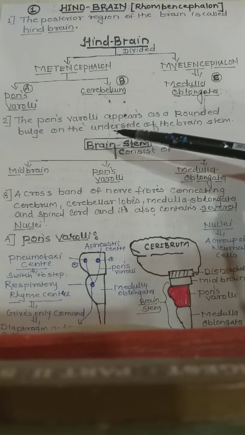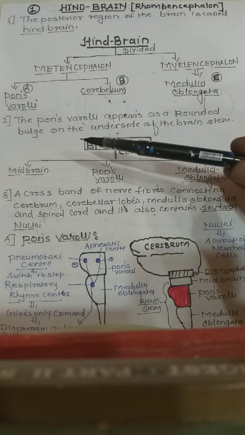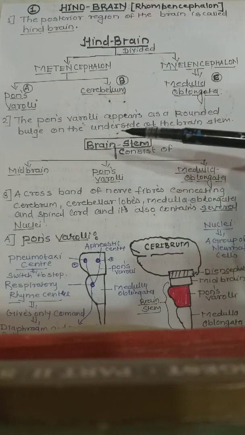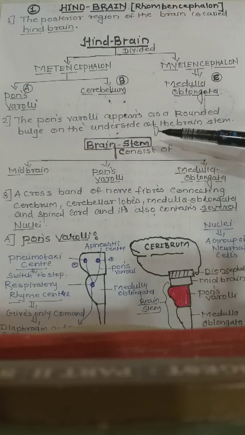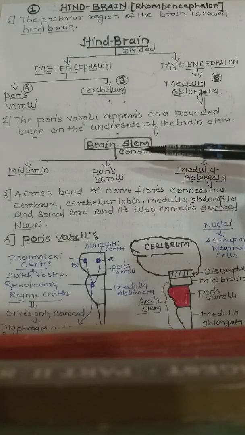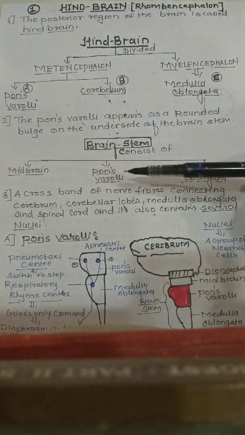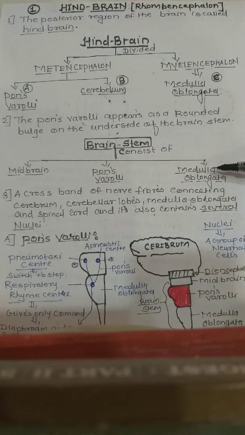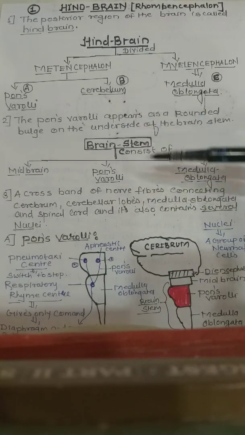The pons varolli appears as a rounded bulge on the underside of the brain stem. You may want to know what the brain stem consists of. The brain stem consists of the midbrain, pons varolli, and medulla oblongata. All these three form the stem of the brain.